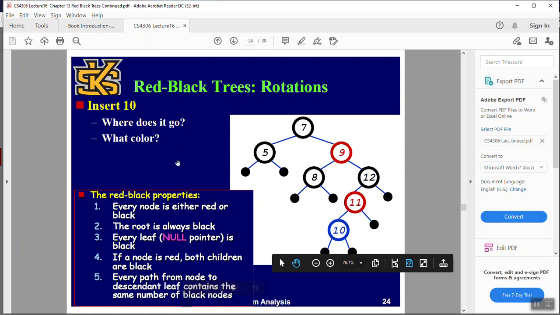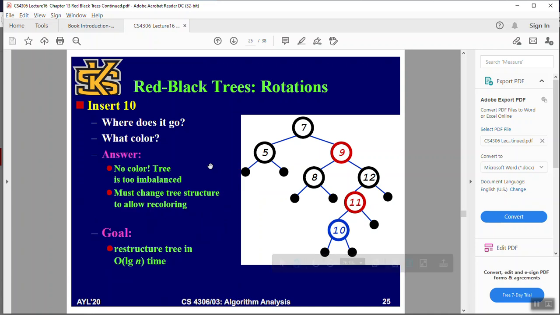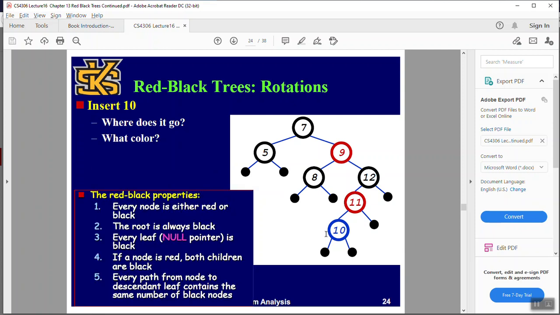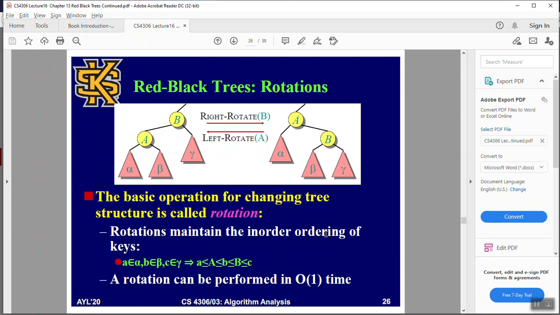So that means it cannot be red and it cannot be black. So what do we need to do? We need to recolor the entire tree. So we need to recolor it. And how do we recolor?